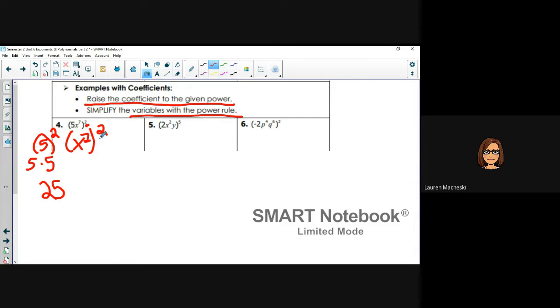X to the 7th raised to the power of 2. Remember the rule, when you raise it from one power to the next, multiply. So 7 times 2 would be 14. So 25x to the 14th power.